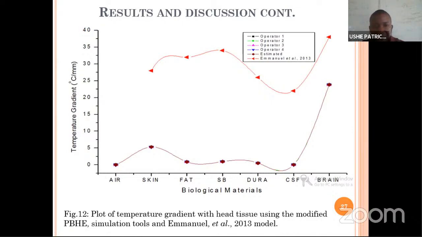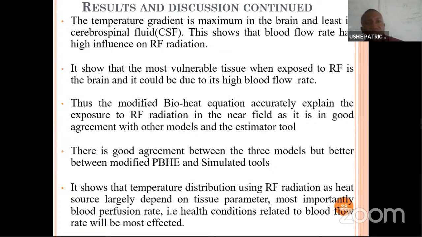This means that our bioheat equation that we derived is consonant with what Emmanuel et al. did and what the Commission is also using. So in our result, the temperature gradient is maximum in the brain and least in the renal fluid. That shows that the blood flow rate must be high depending on radio frequency radiation, meaning that where there's more blood flow, there's more effect of radio frequency radiation. This shows that the most variable tissue when exposed to radio frequency is the brain, not other tissues.